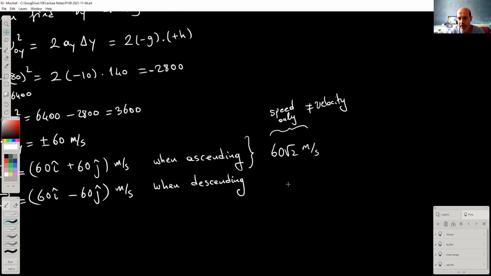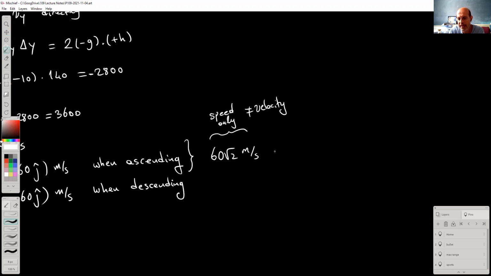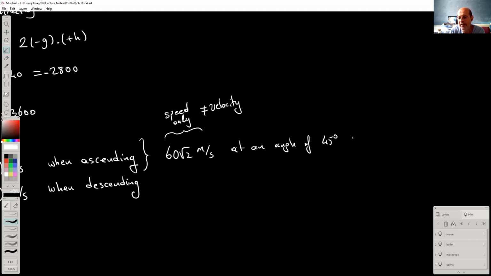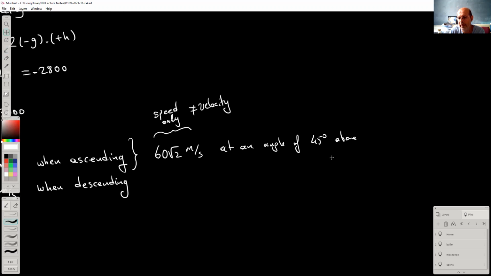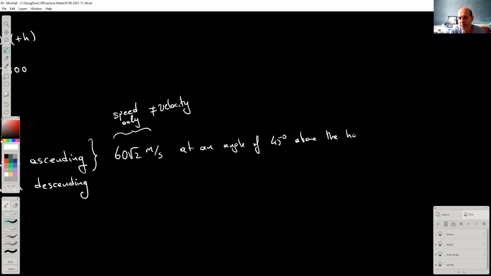Okay. So if it is the speed only, sorry, if you want to give the magnitude somehow, you think that you have to give the magnitude, and you don't like to use the unit vector notation, for example. In that case, to specify it as a vector quantity, you also have to specify the angle as well. So let's say it like this: at an angle of 45 degrees above the horizontal.